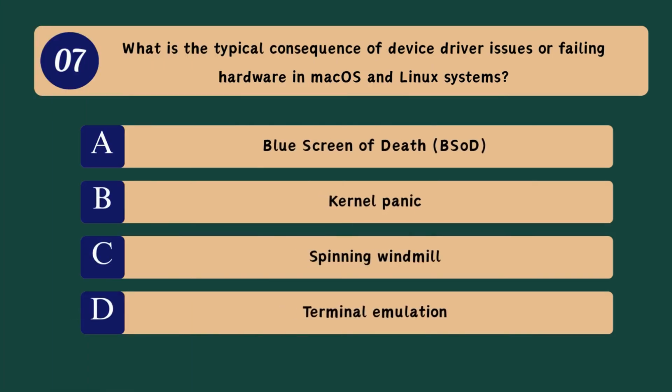Question 7. What is the typical consequence of device driver issues or failing hardware in macOS and Linux systems? A. Blue screen of death. B. Kernel panic. C. Spinning windmill. D. Terminal emulation. Correct answer: B. Kernel panic.